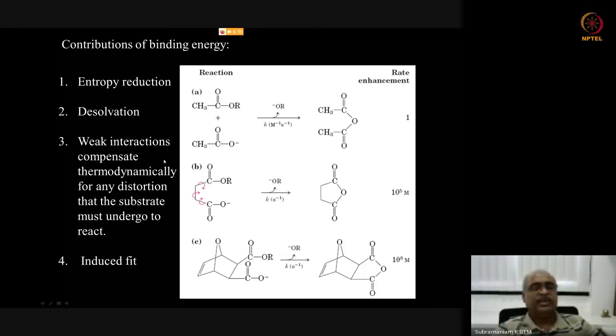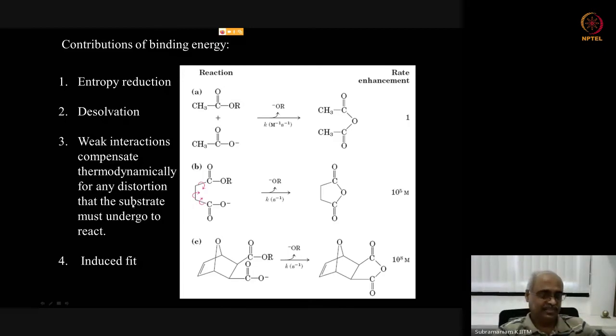Then these weak interactions thermodynamically compensate for the distortion. Normally in free solution, those distortions are not thermodynamically stable. They are like somebody walking on a rope a few hundred feet above the ground. They are going to fall down. But instead, these interactions make sure that person has a belt and handrail around, and therefore he is not in danger of falling down. So these weak interactions make those distorted structures thermodynamically stable. And induced fit is something I have already explained in detail. So these are 4 means by which enzymes enhance the rate of reaction.